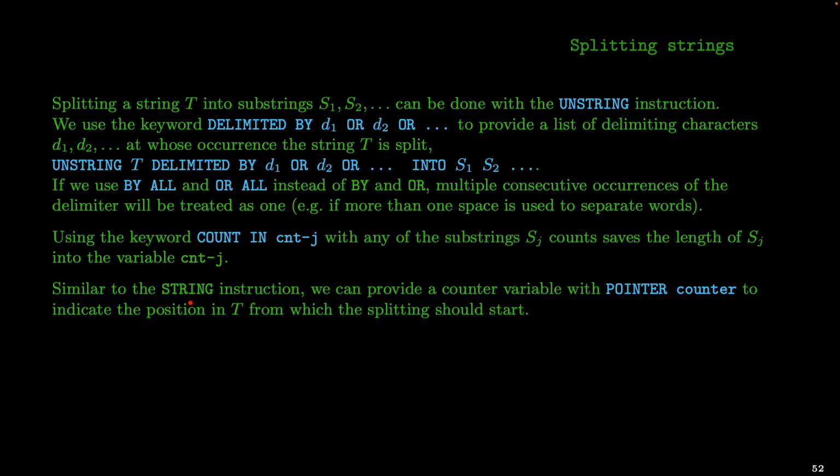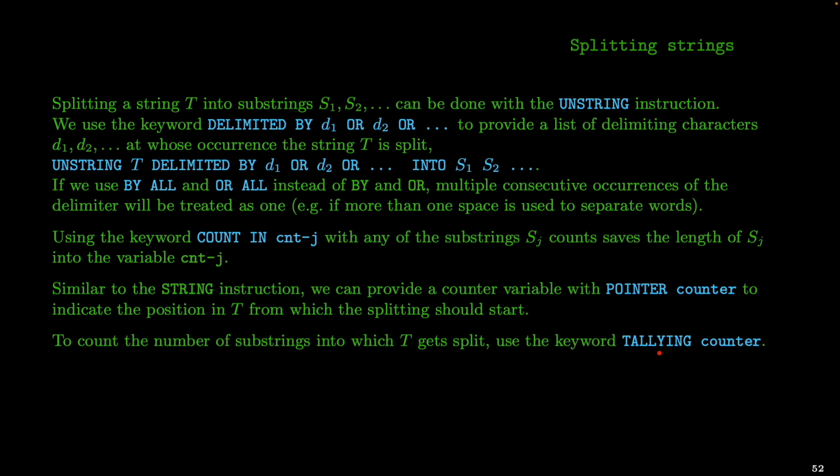And similar to what we could do with a string instruction, we can provide a counter variable as a pointer. So we use pointer counter to indicate at which position in our string T we start the splitting. We can use the keyword tallying counter to count into how many substrings T will get split in this command.